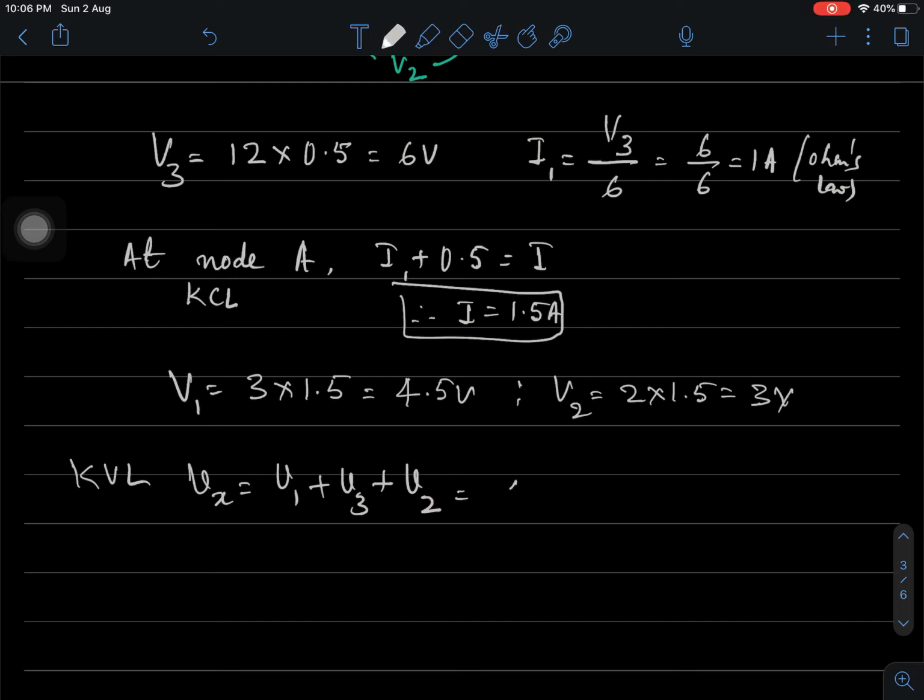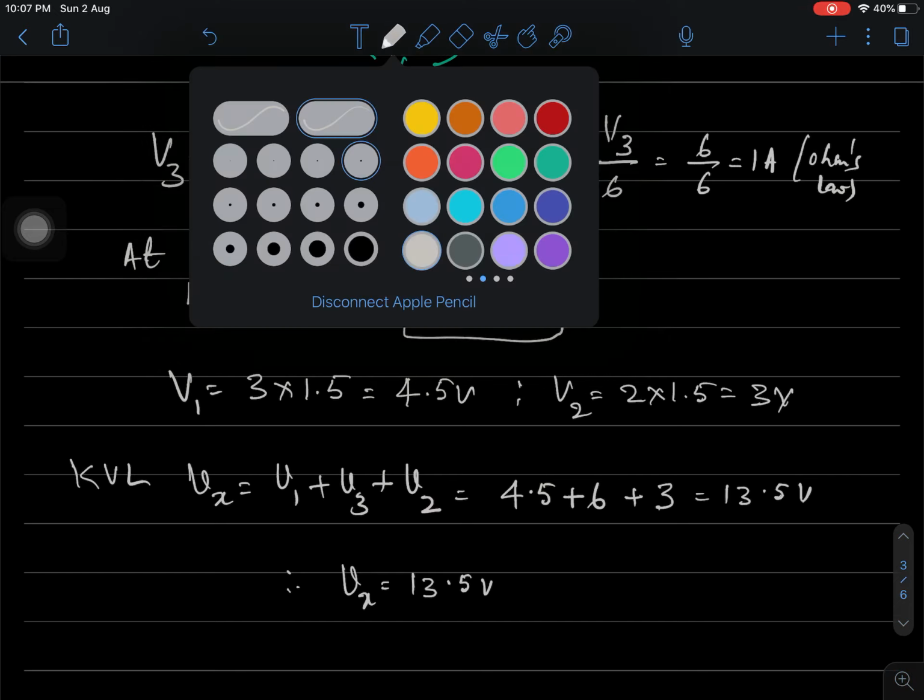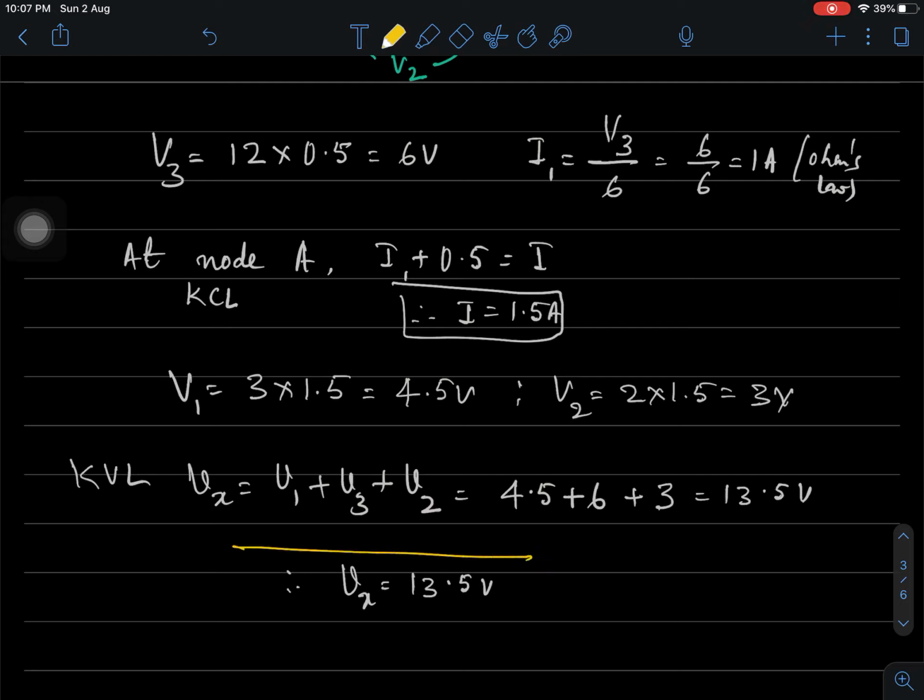So V1 is 4.5, V3 is 6, V2 is 3. This comes out to be 13.5 volt. Therefore, Vx equals 13.5 volt. Hence, the result. So, we are able to determine what is needed for us.